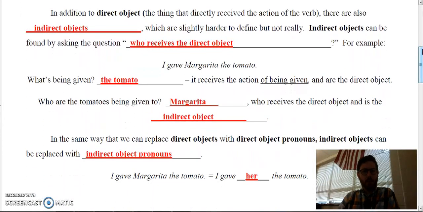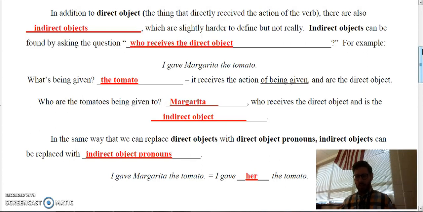And again, this should be a review from last year. So in addition to direct objects, that is the thing that directly receives the action of the verb, for example, in the sentence, I eat tacos, tacos are being eaten. That's a direct object. I brought a coffee this morning. Coffee is the direct object. It was a thing that was brought.